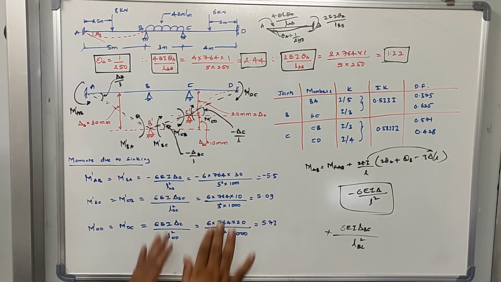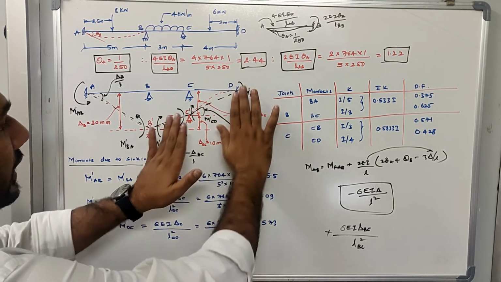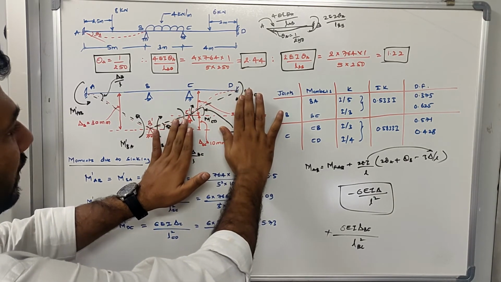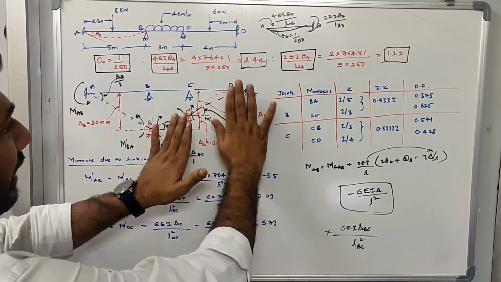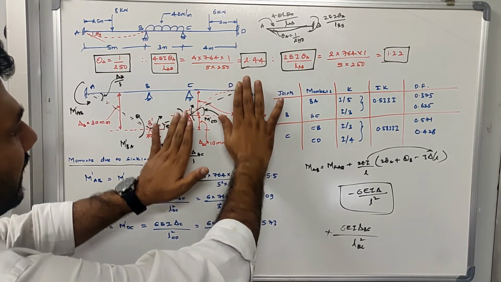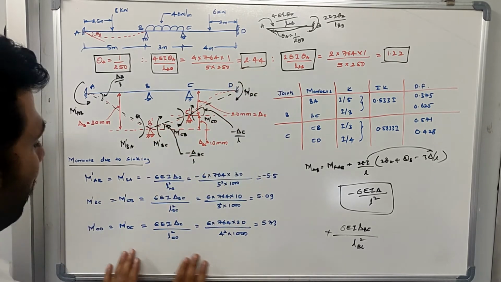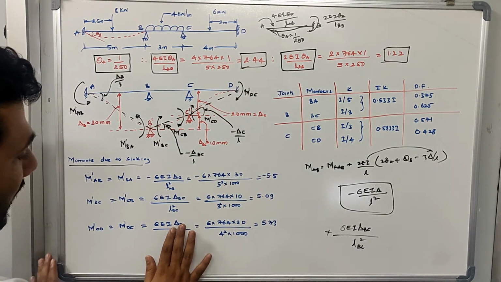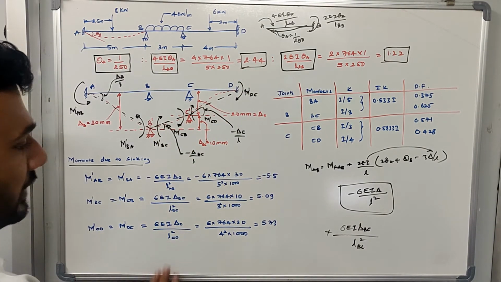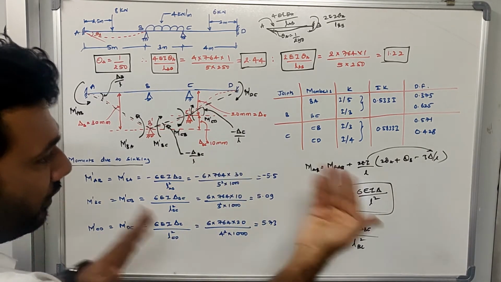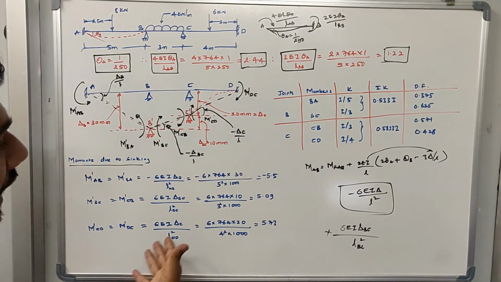Now similarly, we can solve for MCD also. In case of MCD, again looking into the near end and far end, the near end is C and the far end is D. So the near end is at a lower elevation and the far end is at higher elevation. Hence, the moment 6 EI delta divided by L square will remain positive itself. Verifying that with the slope deflection equation, we have found the same thing.